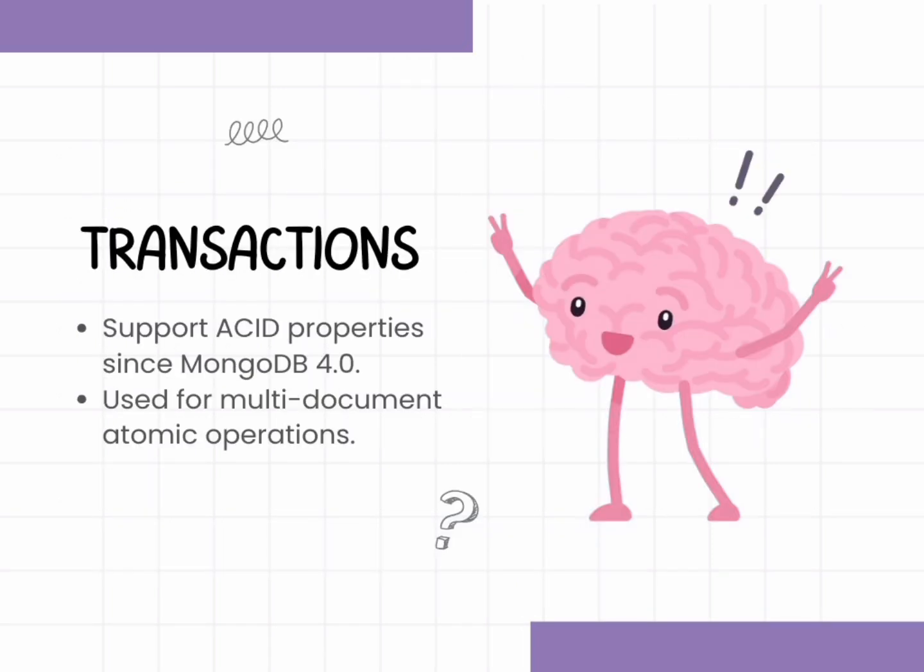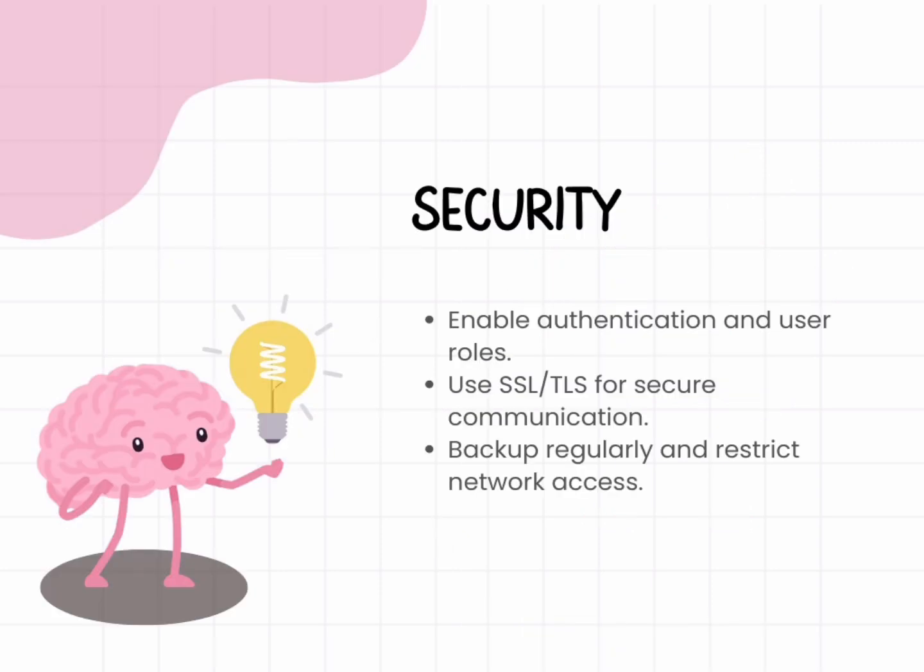MongoDB supports ACID transactions since version 4.0, allowing atomic multi-document operations. This means we can perform multiple updates safely. Either all succeed or none of them are applied. Security is also critical. MongoDB provides authentication and user roles, SSL/TLS encryption, regular backups, network access restrictions. These ensure data integrity and protection against unauthorized access.